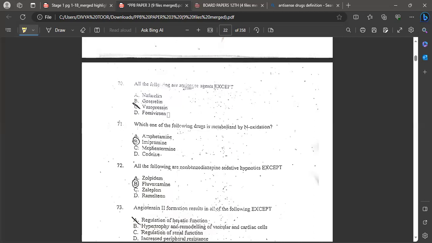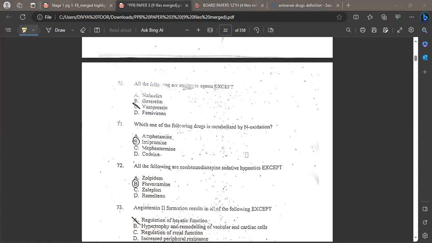Okay. Antisense agents are designed to bind to specific messenger RNA molecules to block or modulate gene expression. They are used in various medical applications, including the treatment of certain genetic disorders and cancers. Vasopressin is a hormone that plays a role in regulating water balance and blood pressure. Okay, that makes sense.